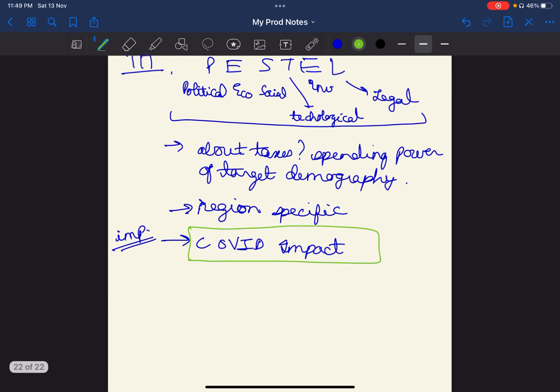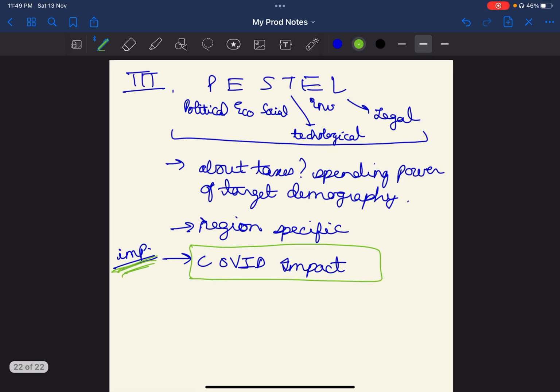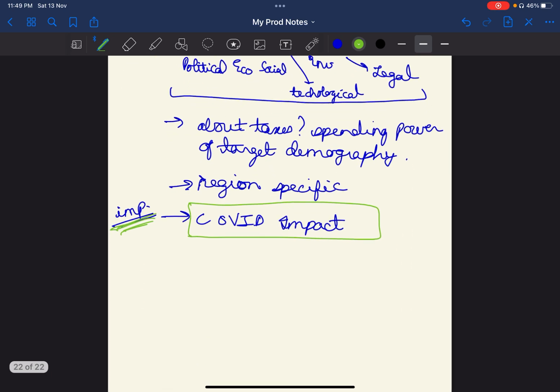I have seen questions in both directions. So please consider this, because this is very important and can again change the direction in which you have to consider this PESTEL analysis.